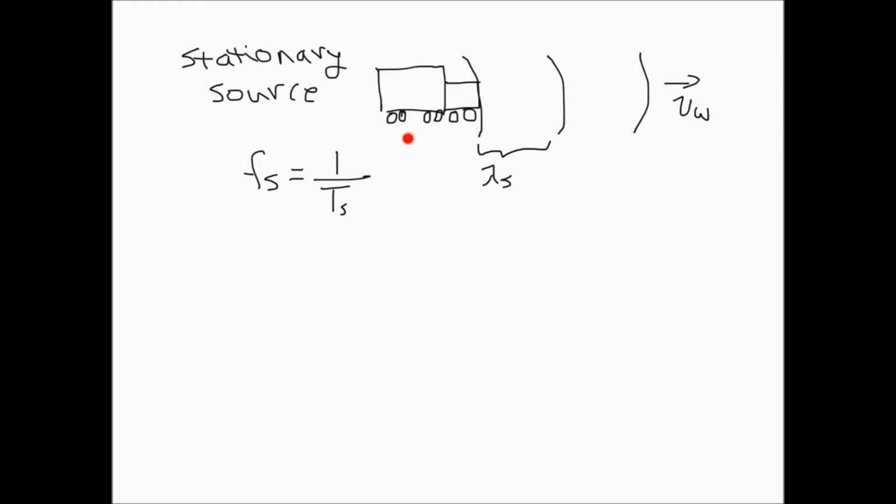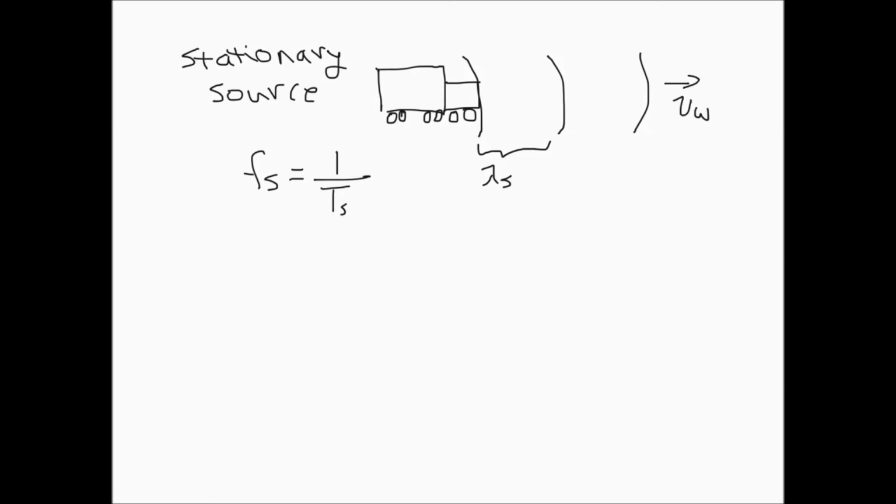So we have a stationary source here, and it's playing its sound at this frequency, Fs, whatever we call that, 300 hertz or something like that. And so it's emitting these waves. Say each one of these lines represents a peak.